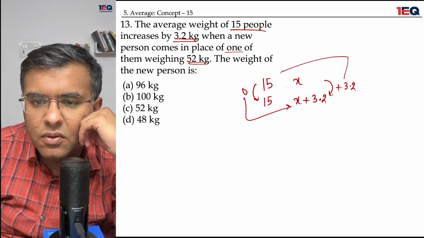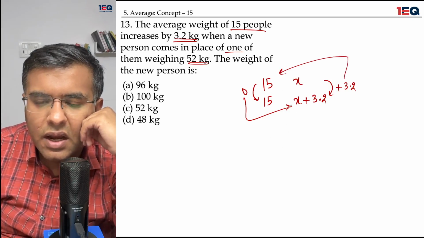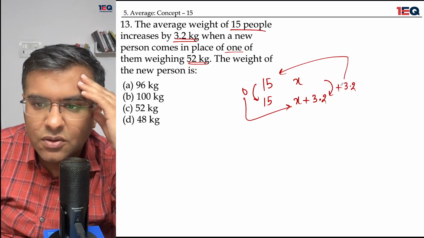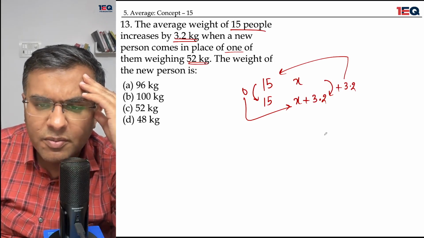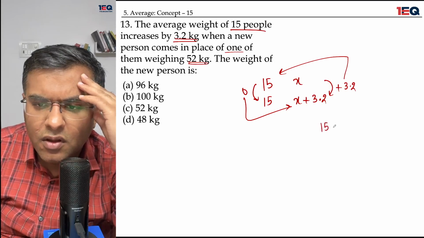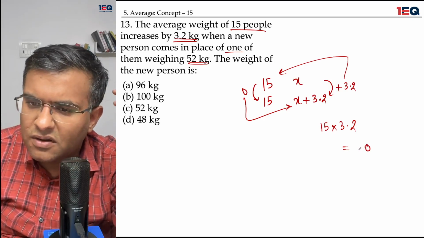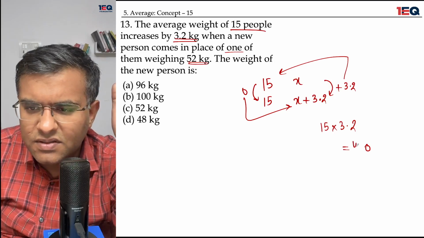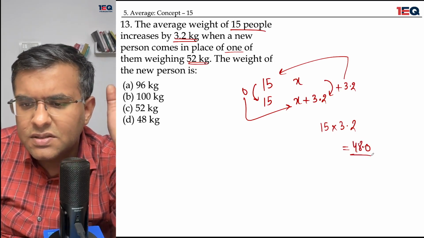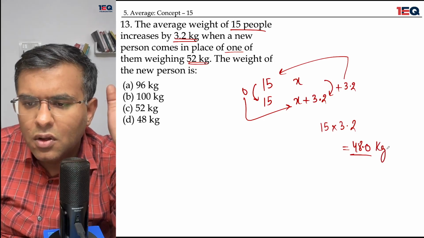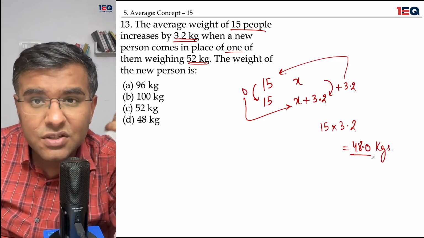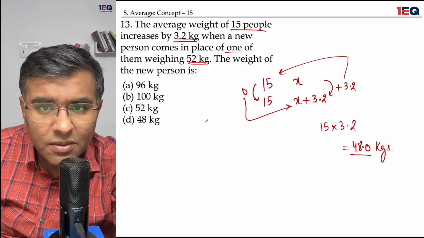The arrow would go here, the arrow would go there, and this x would become 0, and plus 3.2 would be multiplied by 15. 15 multiplied by 3.2: 15 times 2 is 30, 0, 15 times 3 is 45, 45 plus 3 is 48. This means 48 kgs is the extra weight that is being brought in by the person.